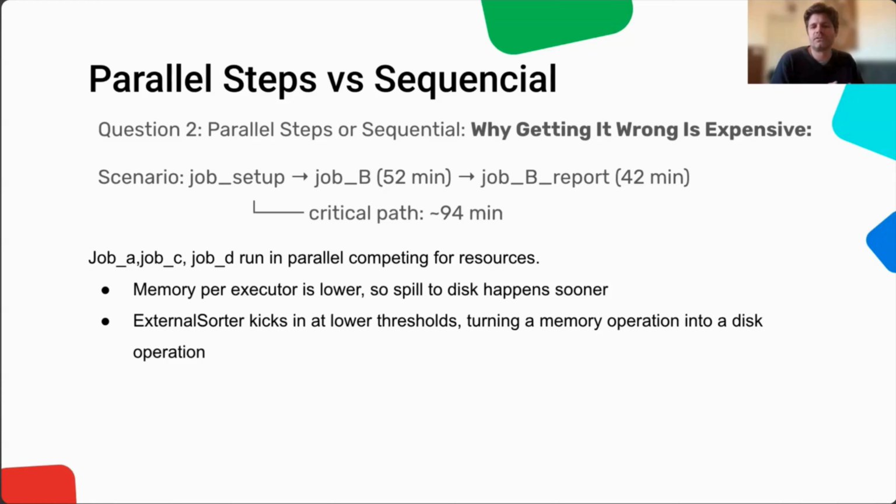that you will easily go into disk spill, and Spark, if it can't sort it in memory, goes to the external sorter, which starts running the sort operation on disk instead of memory, and can slow down the whole Spark job by a factor of 10 or 100 sometimes.